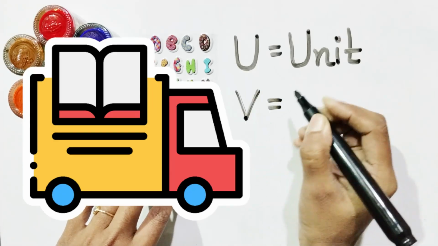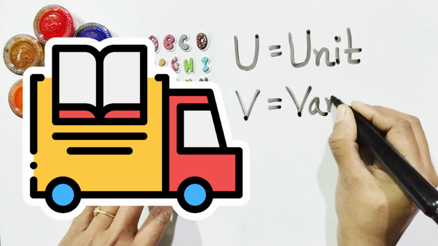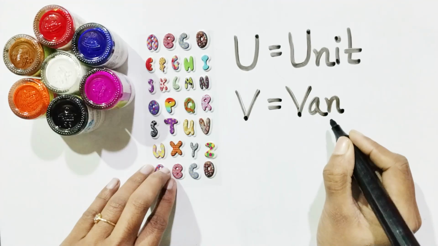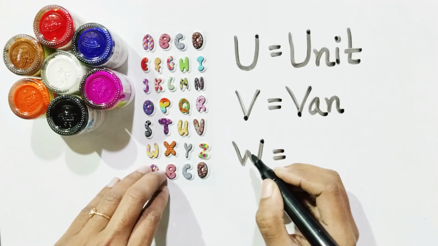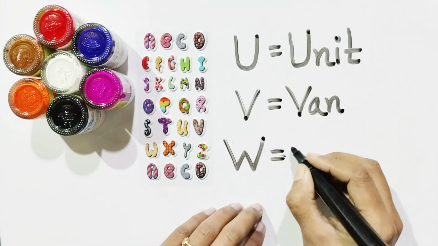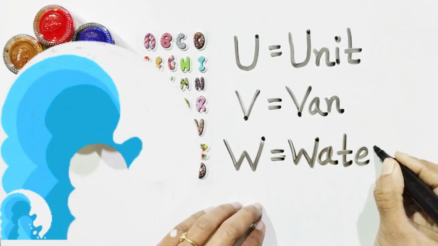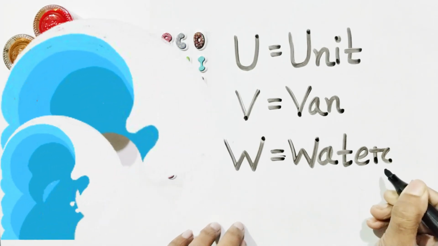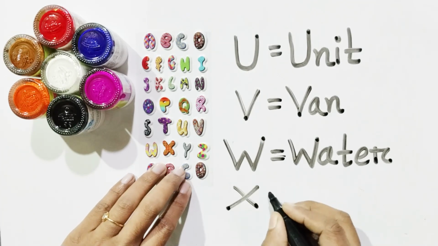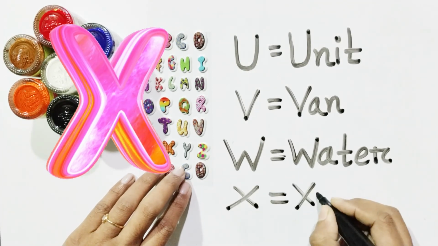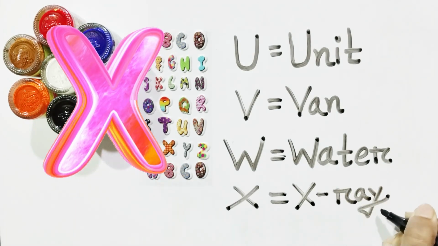V. V is for van. V A N van. W. W is for water. W A T E R water. X. X is for X-ray. X R A Y X-ray.